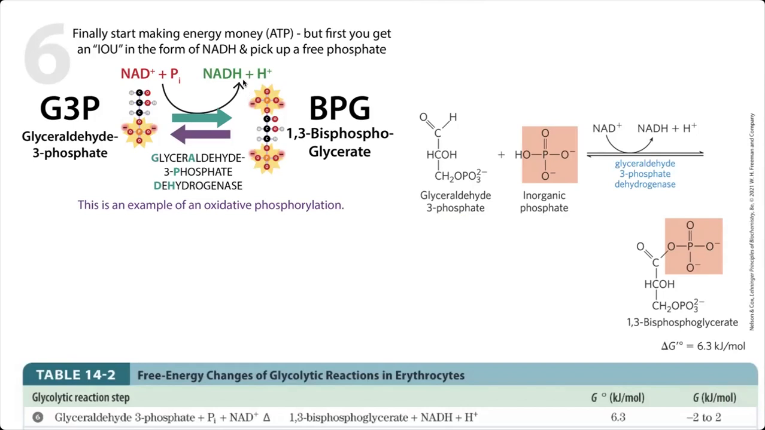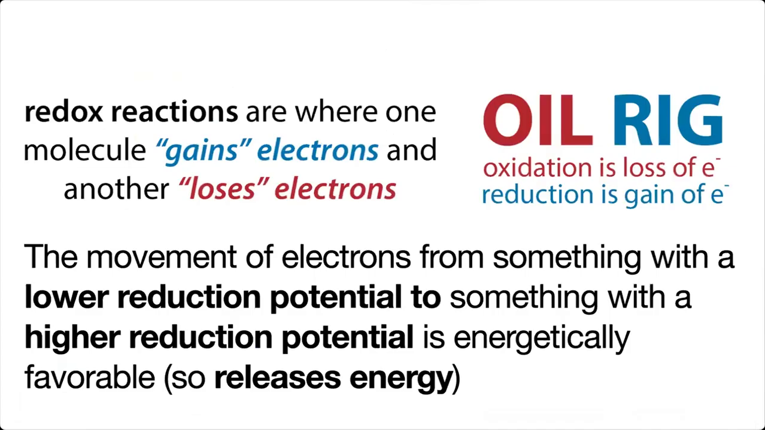If we're doing an oxidation reaction, remember we're often going to be using NAD+. We are going to be reducing NAD+ by transferring electrons from a molecule onto it. We're going to transfer electrons from our glyceraldehyde 3-phosphate onto NAD+ to give us NADH and leave us with 1,3-bisphosphoglycerate. And where's the energy coming from?